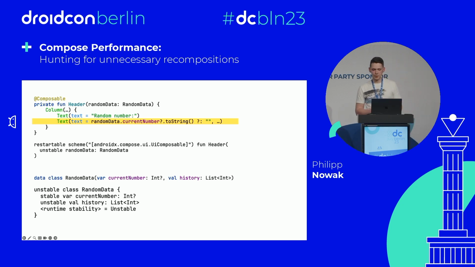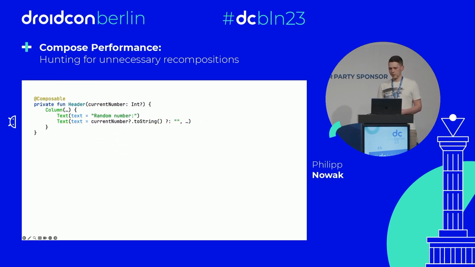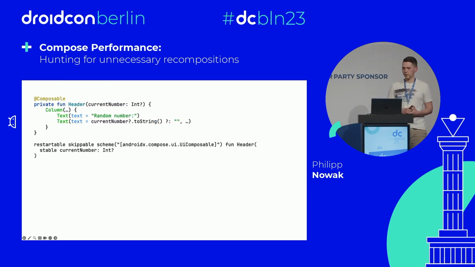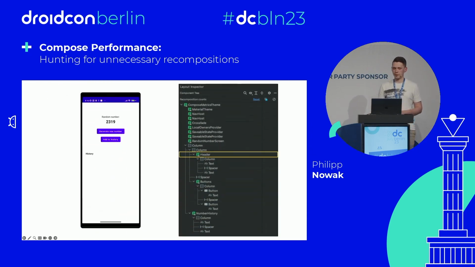So let's simply change our input parameter from type RandomData to Int and generate our reports again. And as you can see, the parameter of our header composable is considered stable now, and our composable is finally skippable. Let's do a last check with the help of the layout inspector. You can see we just turned the actual recompositions into skipped ones, which is enough for this example. Of course, you could go ahead and try to also avoid the skipped recompositions, but we rather want to have a look at the other recompositions instead.